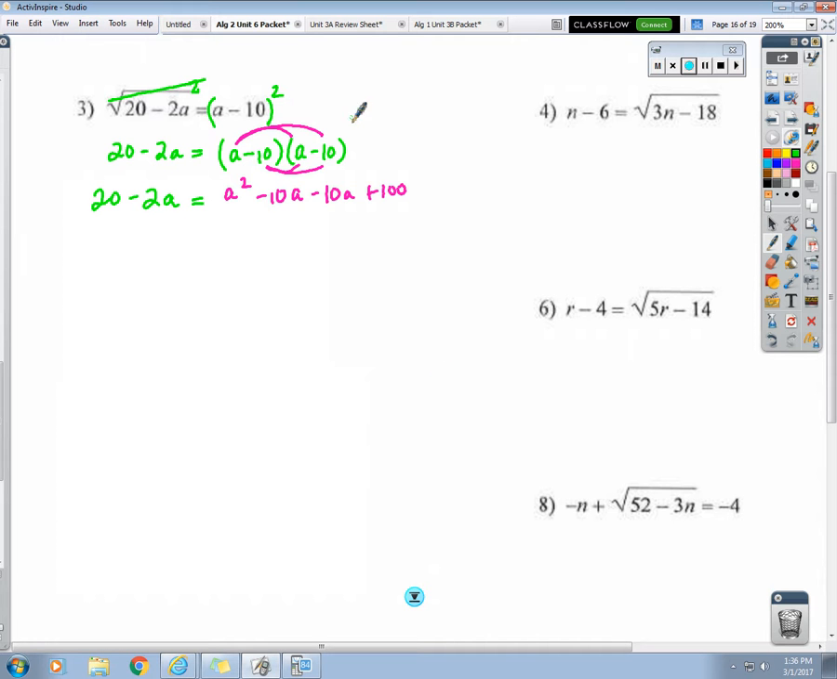Yeah, like you having to distribute the a to both of those and then the negative 10 to both of those, so that's why you end up with 4 terms. Okay, but now I can take those terms and combine them some more, because the negative 10a minus 10a will combine to negative 20a. And now what should I do?